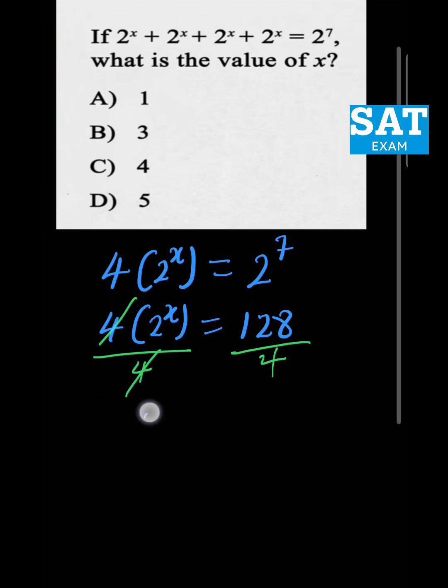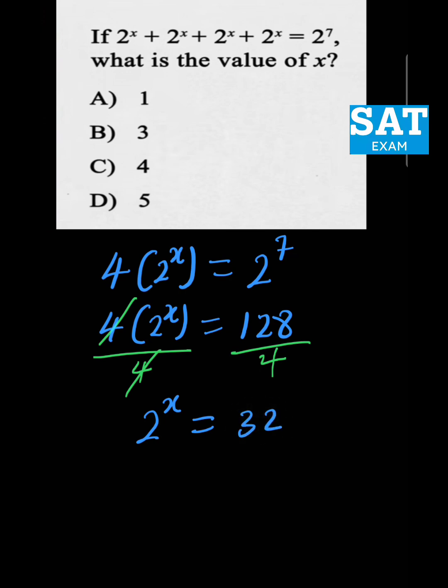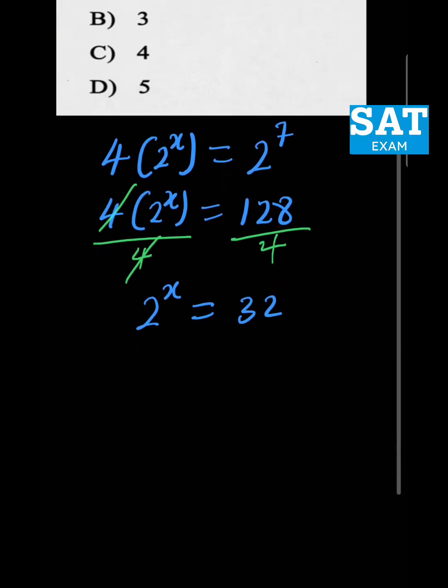So on the left hand side, we are left with 2 raised to the power of x, which is going to be equal to 128 divided by 4, which is going to give us 32. Now, if we have an equation like this and the unknown is an exponent, we need to try to make the base the same.